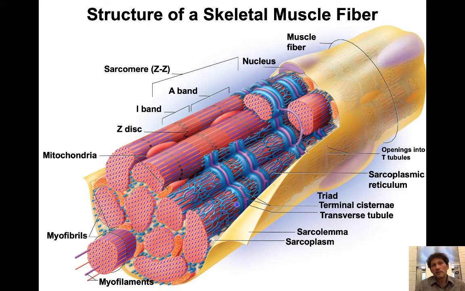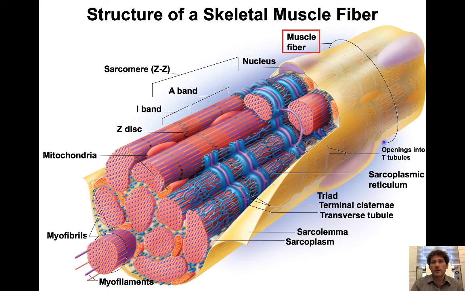Now, what we're going to do is zoom in even more, and we're going to be focused on one muscle fiber. So right here, we've got our muscle fiber, or our muscle cell, and we need to learn a little bit about the characteristics of one individual cell. Remember, this could be 30 centimeters long.